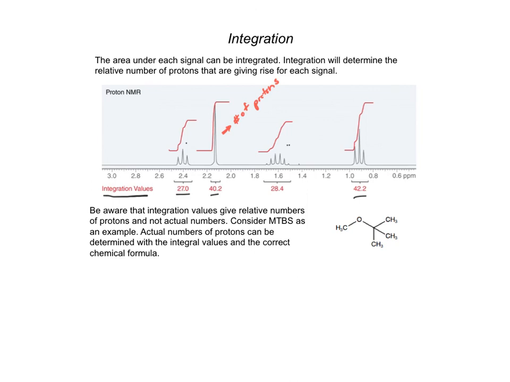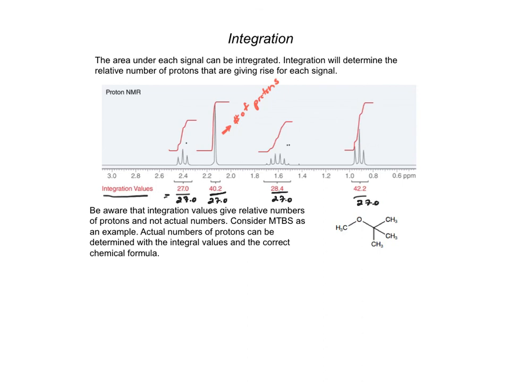And so to do that, what we're going to do is go ahead and determine the smallest number in terms of these integration values, and we're going to divide all of the numbers by that. We're going to essentially reduce down to the smallest value. So the smallest value for these guys is 27. So we're going to divide every number here by 27.